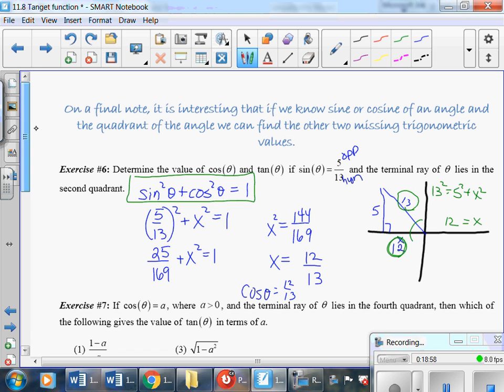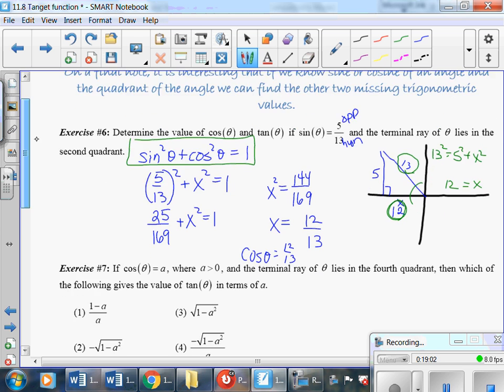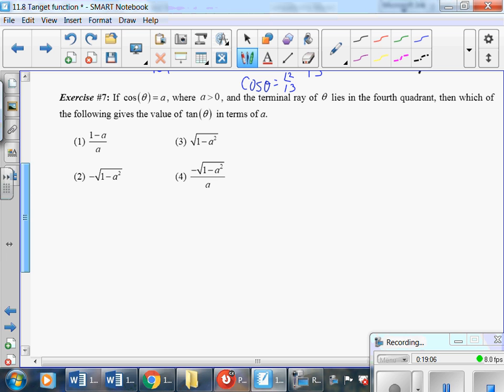One last problem to consider, and then you're done for the evening. If cosine theta equals a, where a is greater than 0, so what does that mean? That means a is positive. And the terminal ray theta lies in the fourth quadrant. So already I'm thinking, let's say fourth quadrant is going to be positive, negative. Then which of the following gives the value of the tangent theta in terms of a?